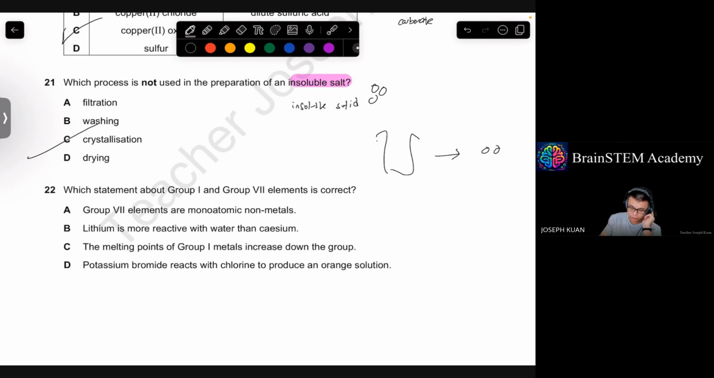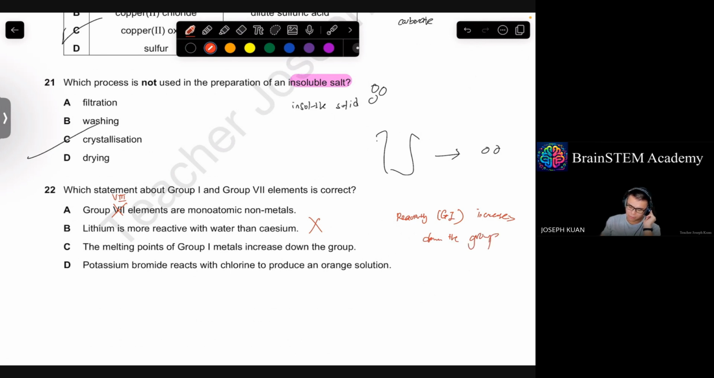Move on to question 22. Which statement about group 1 and group 7 elements is correct? Let's just digest the info one by one. Group 7 elements are monoatomic non-metals. Now, this is a statement not for group 7, but group 8, noble gases. Then B, lithium is more reactive with water than cesium. That's wrong. The reactivity increases down the group for group 1. Let me just write it down. Increases down the group.